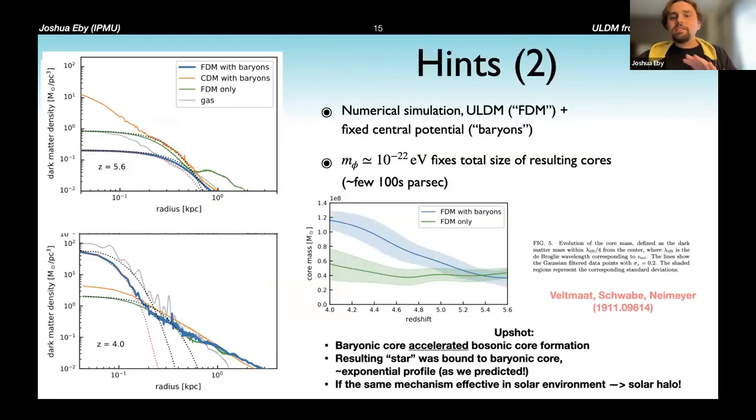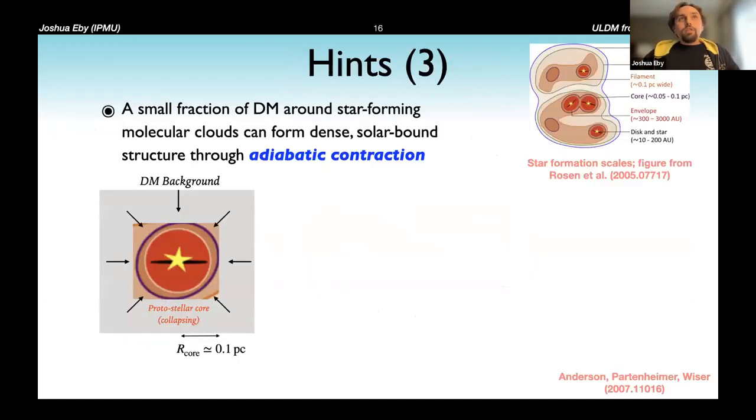Good. So this I think of as a second hint that the kinds of ordinary dynamical ultralight dark matter processes can give rise to these bound states. But there is a third line of evidence that we've been pursuing, and it's based on a very different picture. So here the picture is more historical.